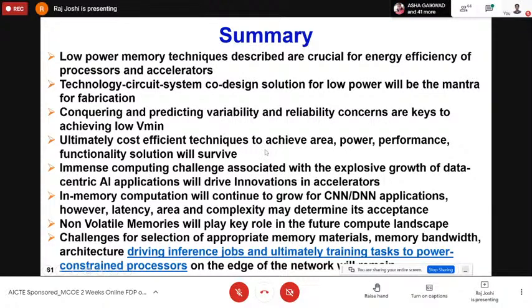Cost efficient techniques are very crucial, because we all know that to produce the best part at the least cost is the first law of production. Okay, so we have to make sure that it is cost efficient. If I come up with a very complicated technique, then it will not survive.